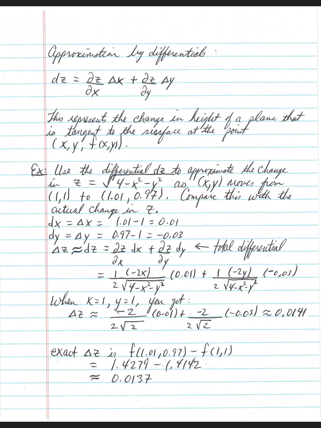Now the exact delta z, or change in function values, if you just evaluate f of the second point minus f of the original point, that's just brute force substitution. You will get these two values respectively, and they have a difference of 0.0137. You will find that a total differential approximation and an exact delta z will be pretty close and sometimes the same.